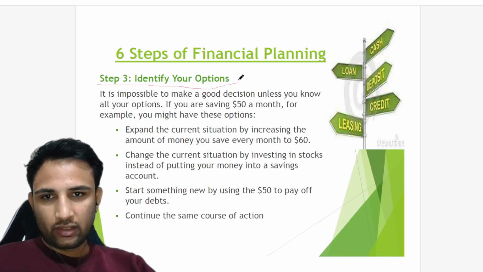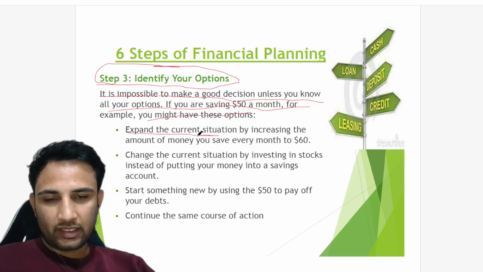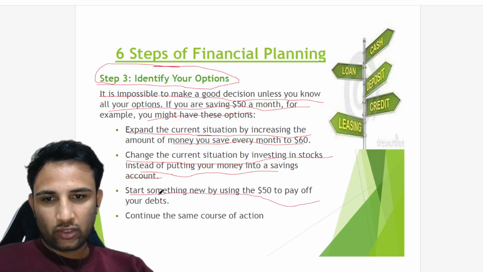Step 3 of financial planning is to identify your options. It is impossible to make a good decision unless you know all your options. If you are saving $50 a month, for example, you might have these options. Expand the current situation by increasing the amount of money you save every month to $60. Change the current situation by investing in stocks instead of putting your money into a savings account. Start something new by using the $50 to pay off your debt. Continue the same course of action.